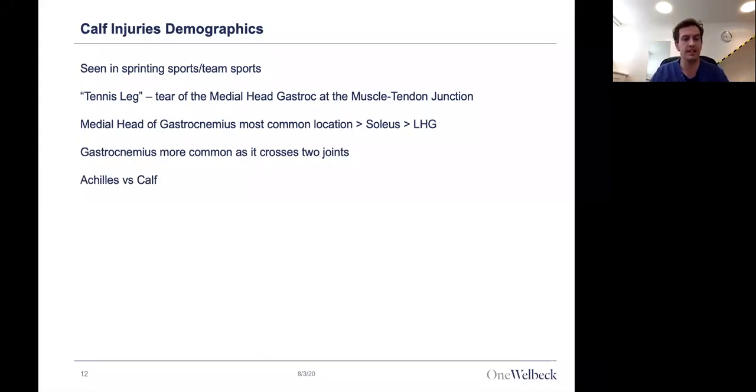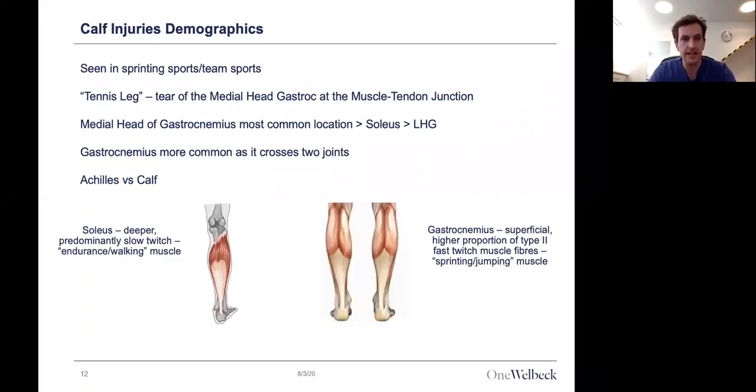The other important thing to consider is making sure that we are being specific and differentiating between a calf and an Achilles injury, which can sometimes be quite difficult without imaging. So just having a look at the anatomy briefly. As we said, the soleus is the deeper of the two muscles. It's generally used for endurance and for walking. It crosses just the one joint, the ankle joint, and the gastrocnemius is more for sprinting and jumping type maneuvers, as it has a much higher proportion of type 2 fast twitch muscle fibers.